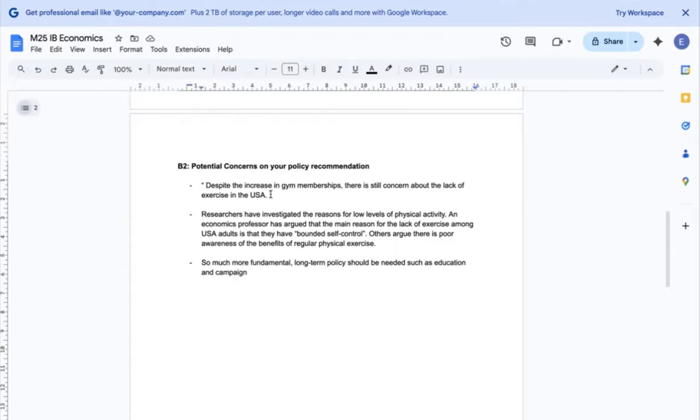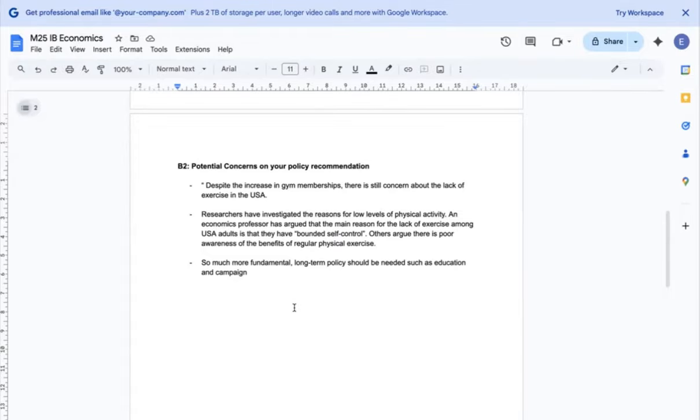Also, there was a reference saying researchers have investigated the reasons why Americans don't exercise enough. It's because they have poor self-control or poor awareness of it, not because of the lack of exercise facilities. That's why I can admit that much more fundamental long-term policy should be needed, such as education and positive campaigning, etc. All right, this is enough for question 1.